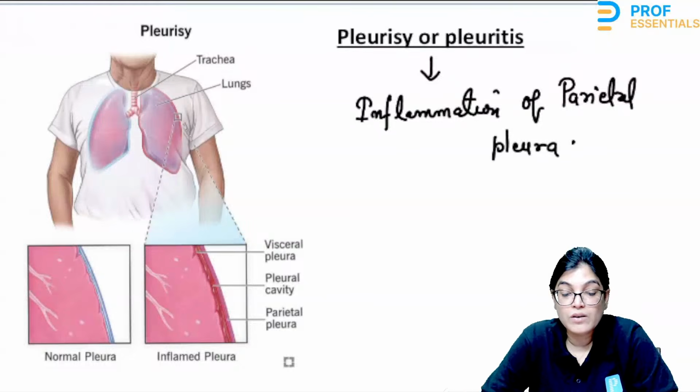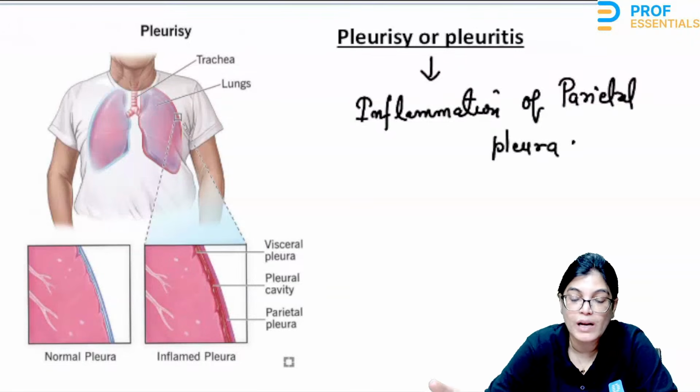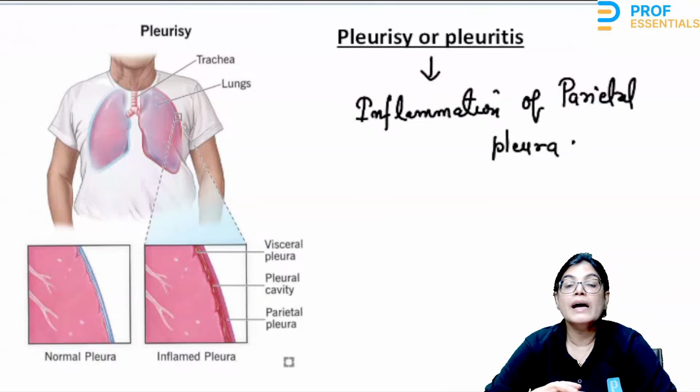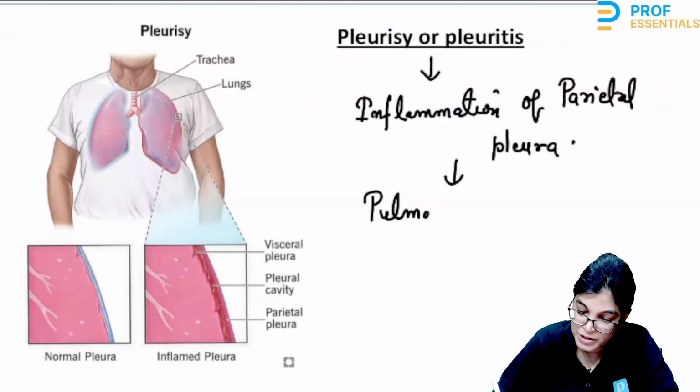Okay. So inflammation of the parietal pleura is clinically presented with pain that will be aggravated by respiratory movement and radiates to the thoracic and abdominal wall. Commonly, the reason for the inflammation of the parietal pleura is pulmonary tuberculosis.